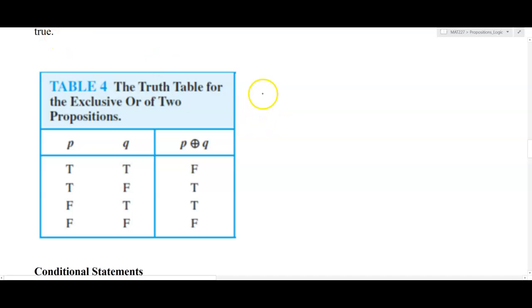chocolate. We can say you can have chocolate or a bowl of ice cream.